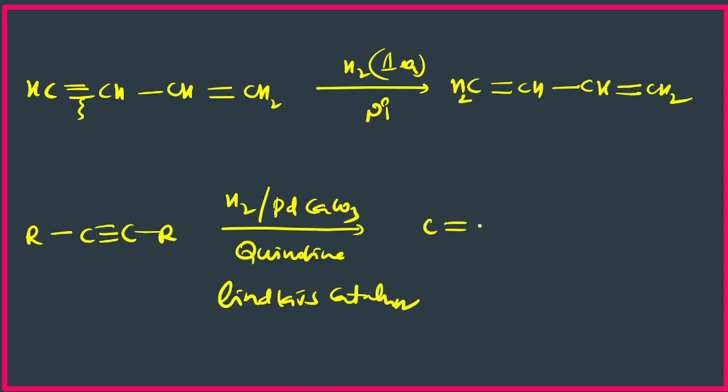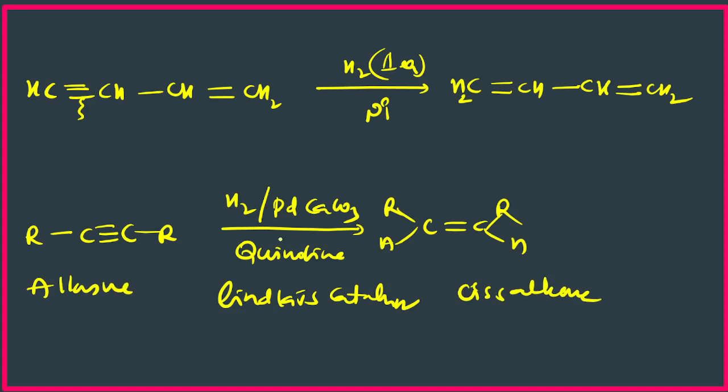It gives an alkene. What type of alkene is formed? It forms a cis alkene. Alkyne with hydrogen, palladium, calcium carbonate and quinoline gives a cis alkene. It is a syn addition. Please remember this important concept.